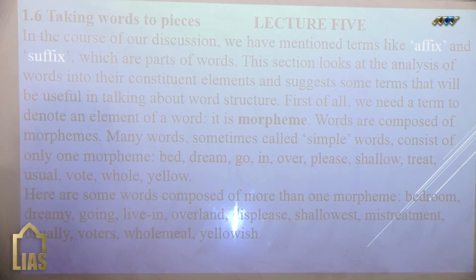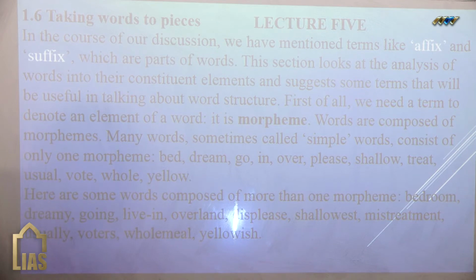Here are some words composed of more than one morpheme. For instance, bedroom, dreamy, going, living, overland, displease, shallowest, mistreatment, usually, voters, wholemeal, yellowish. As you can see from these words, we have here two parts of a word. One part is the base or the free morpheme or the root, and the added one, which is the bound morpheme.